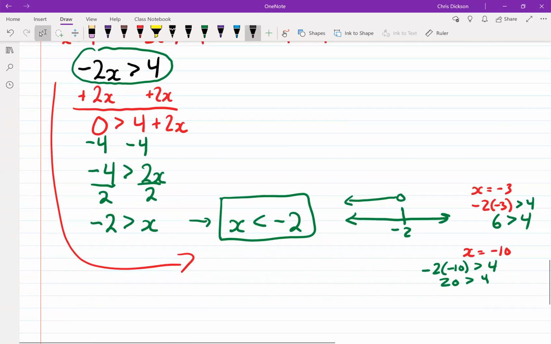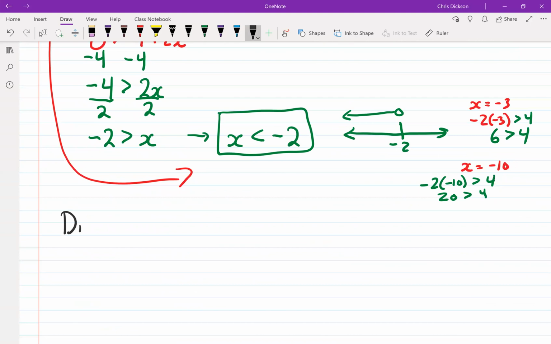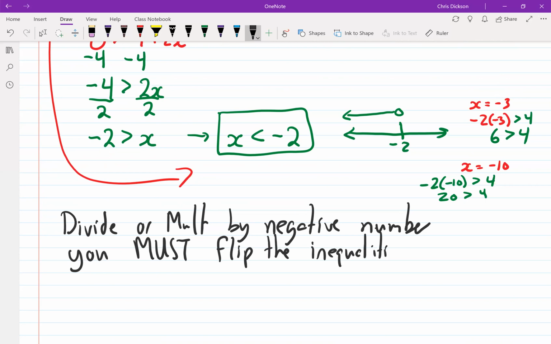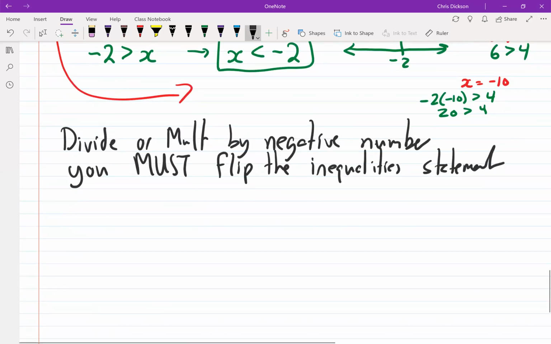So I'm just going to write that down here. If you divide or multiply by a negative number, you must flip the inequality statement. Okay, so here's an example. Let's say you had negative 3x is bigger than or equal to, let's say, 18.